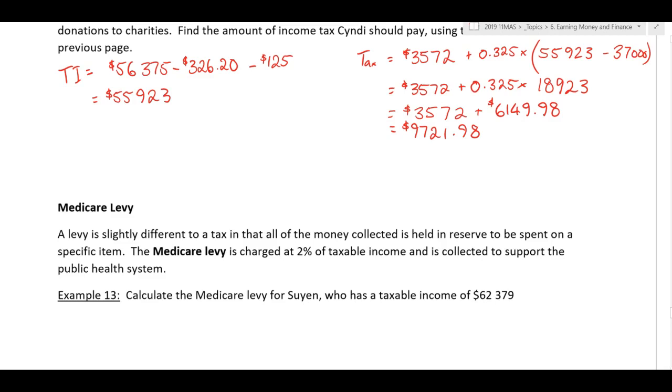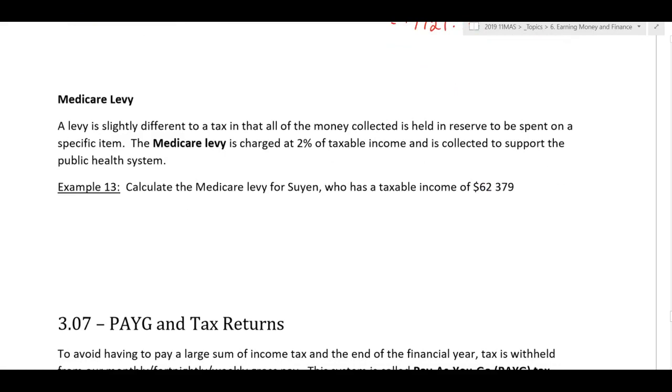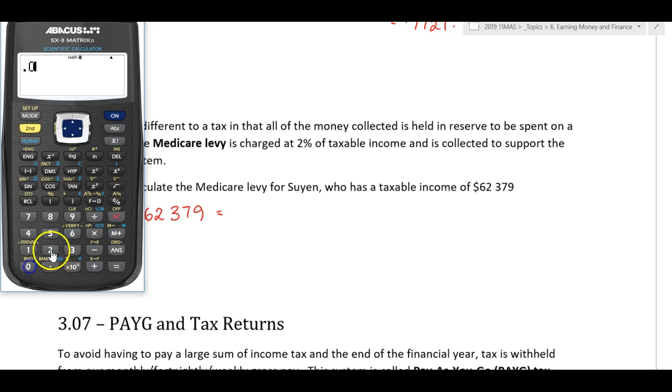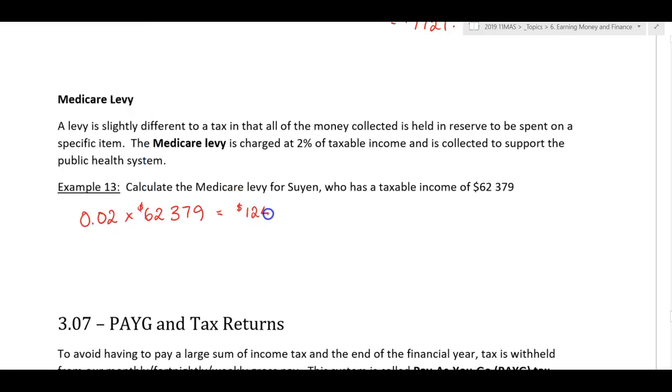So you work out taxable income, and you can work out the income tax from that, and then you also find 2% of the taxable income, and that also needs to be paid as the Medicare Levy. So Cindy would pay her income tax, plus another 2% of her taxable income. Now, calculate the Medicare Levy for Suyen. This is Suyen's taxable income. That's already got the allowable deductions removed from it, so all I need to do here is go 0.02, that's 2%, of 62,379. Righto, calculator, do your magic. So 0.02 times 62,379 equals 1,247.58. Suyen needs to pay that much Medicare levy.